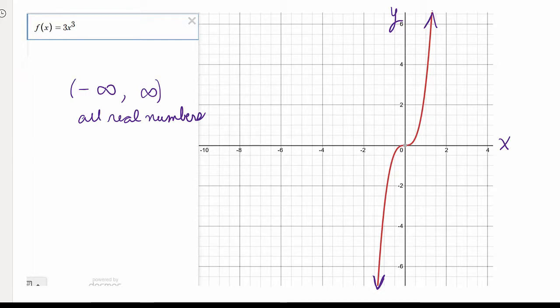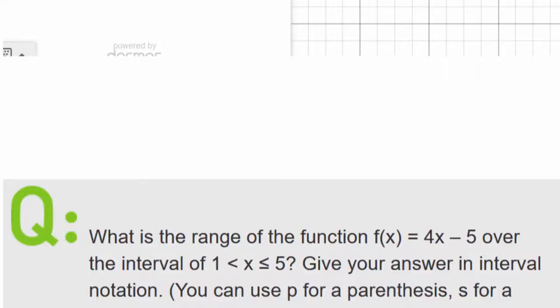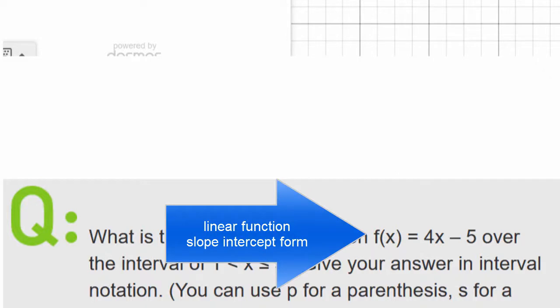Okay, let's take a look at a different function now. This question asks, what is the range of the function f of x equals 4x minus 5 over the interval of x being between 1 and 5, include the 5 but not the 1. Give your answer in interval notation. So let's graph this function, which is a line. This is f of x equals 4x minus 5. You may recognize that as a line in slope-intercept form.